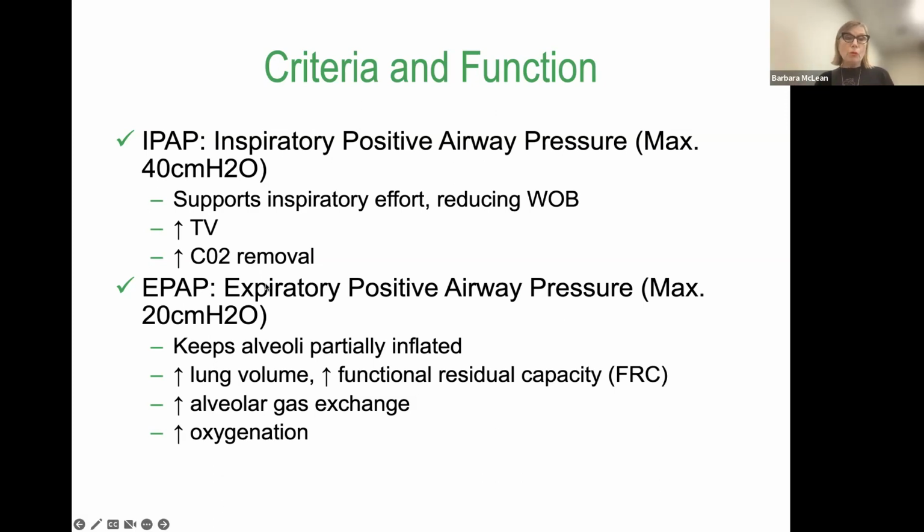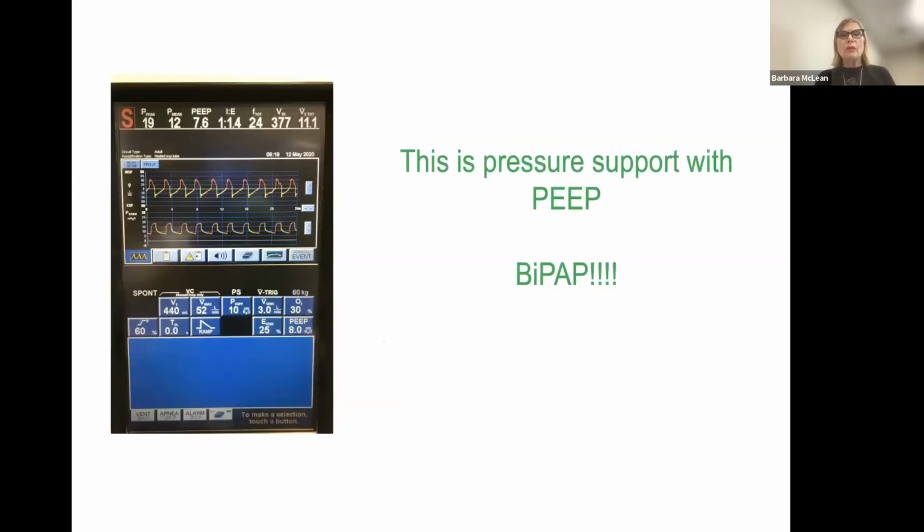EPAP, that's your expiratory pressure. The max on your BiPAP is going to be 20. I would never get to 20 personally. I normally would say at 10, I think my patient needs to be intubated. So the highest I like to go, and I don't even really like to go there, is 20 IPAP and 10 of EPAP. That's the highest I like to go. At that point, my patient really has failed BiPAP and he needs to be intubated and managed with a ventilator.